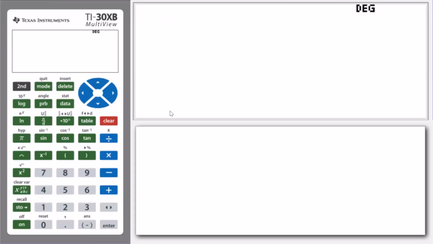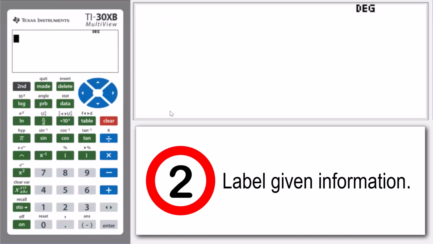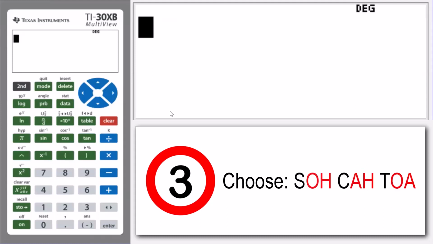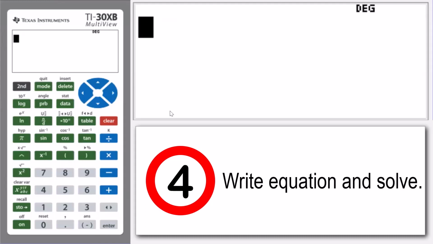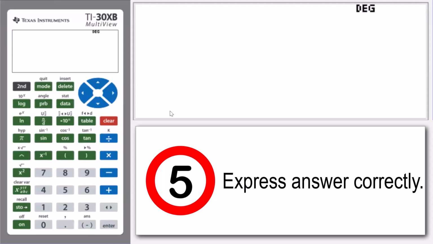In general, the following steps can be used to solve a problem involving trigonometry. Step 1, if a diagram is not given, use the information in the question to draw a diagram. Step 2, label all the given information, side lengths and angles, and all other required information. Step 3, determine what trig ratio should be used, and the memory device SOH-CAH-TOA can assist here. Step 4 is write an equation including the unknown side length or angle and solve the equation. And step 5 is express your answer to the required number of decimal places.